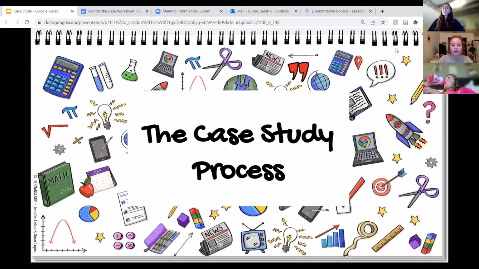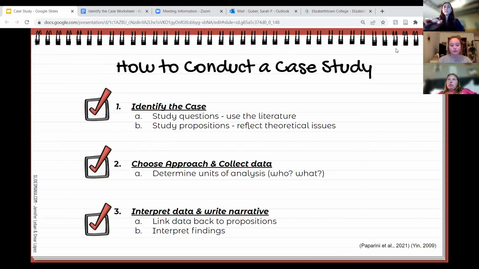Now we're going to discuss the case study process and how to make your own case study. This is just a brief overview of how to conduct a case study, and then we'll go into depth about each step. The first step is to identify the case. This includes the study questions, which you use the literature to make, and your study propositions. These reflect theoretical issues.